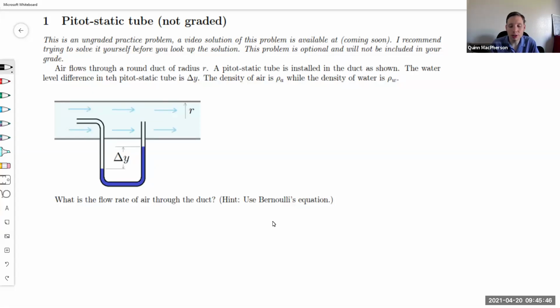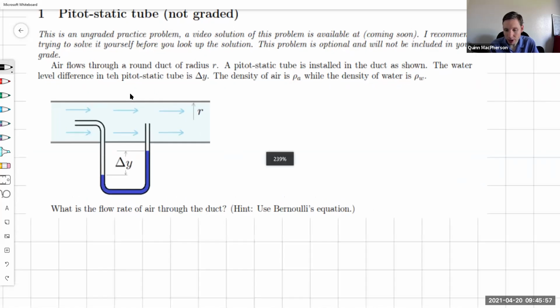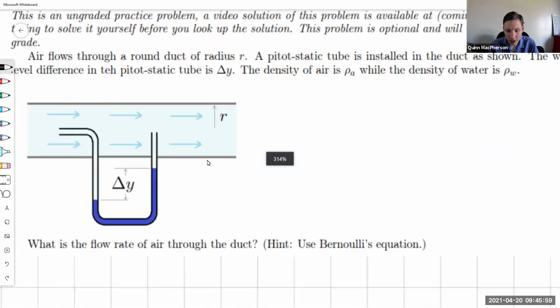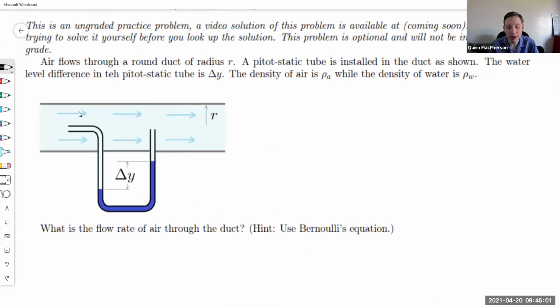Hello. In this video, I am going to show how to use a Pitot Static tube to measure the flow rate in a duct. The idea here is we have this duct. It's carrying air and it's traveling forward at some velocity. The duct has a radius r, and in it is this thing called a Pitot Static tube.